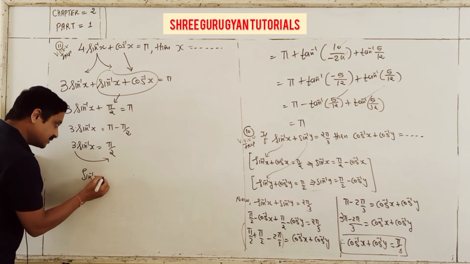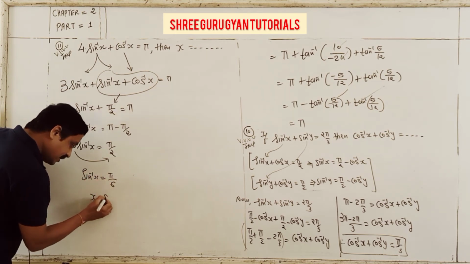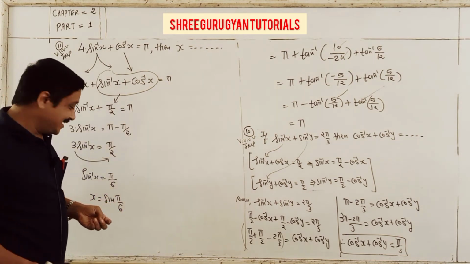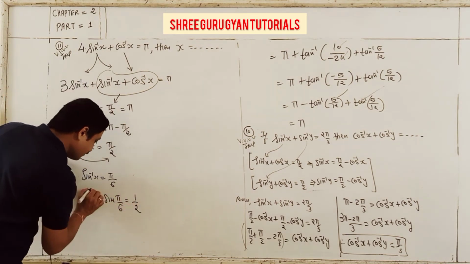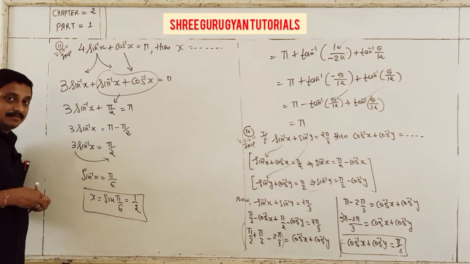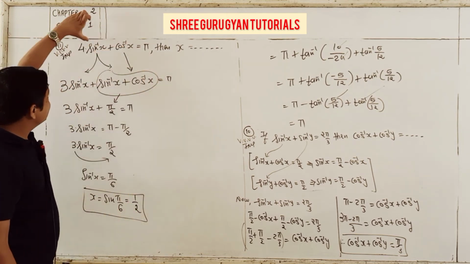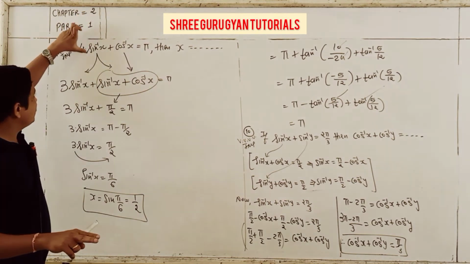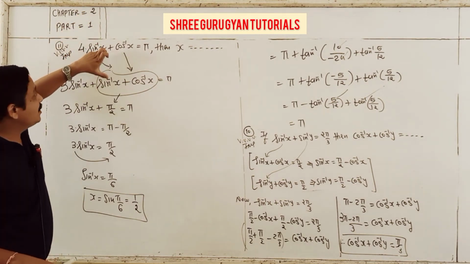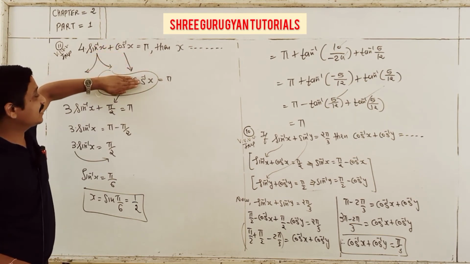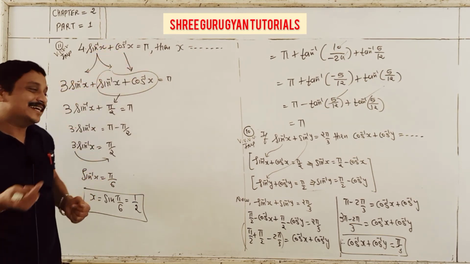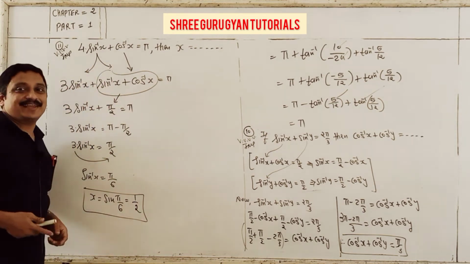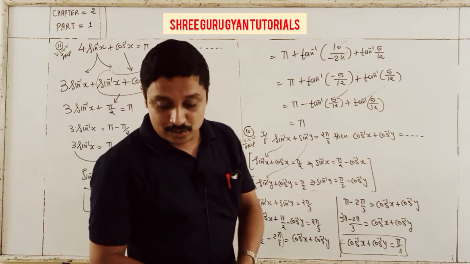So sin inverse x is pi by 6. X becomes sin pi by 6, and sin 30 is half. That's your answer. But the main point is that I split the 4 times sin inverse x into 3 times and 1 time, because the 1 time and this cos inverse x combine to give pi by 2. That's why I wrote 4 as 3 and 1 here. Now moving towards the next question.